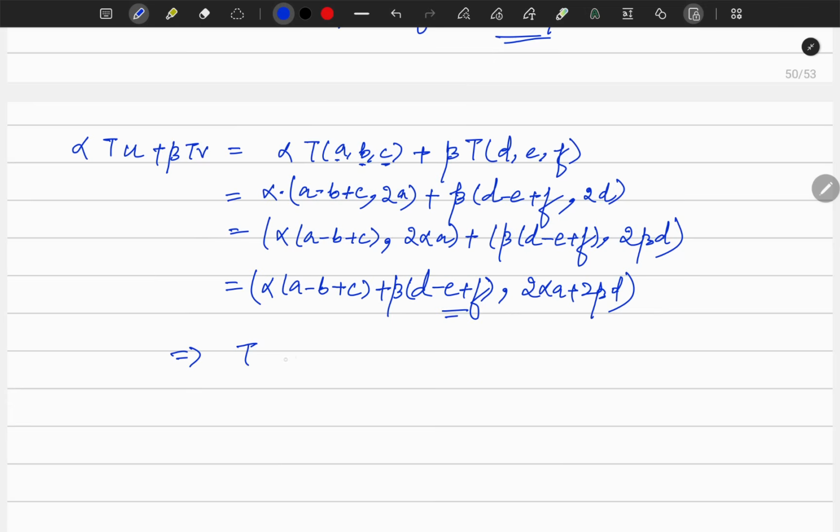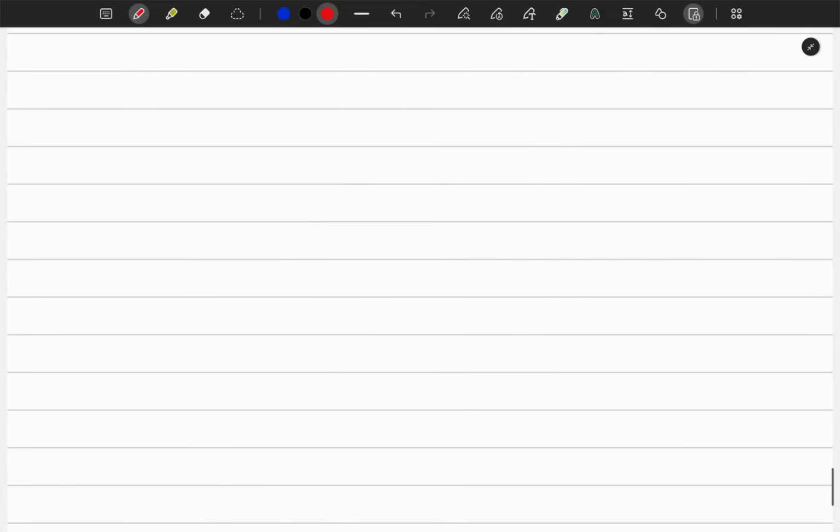It means that T is a linear transformation. Similarly, they may ask, for example, T is from R3 to R2, and say that T of x, y, z is equal to z comma x plus y. Check whether this is a linear transformation or not. So you can do it in a similar way. Okay, is this clear? So this is the way how you can check whether the given function is a linear transformation or not. So this is also easy.